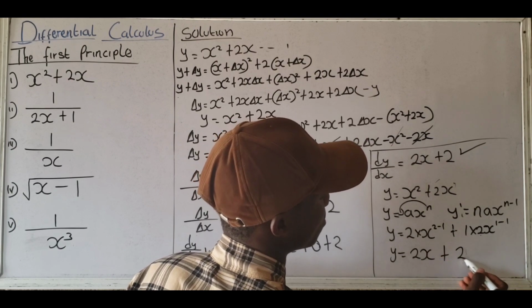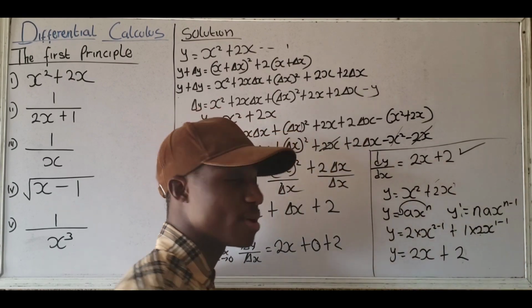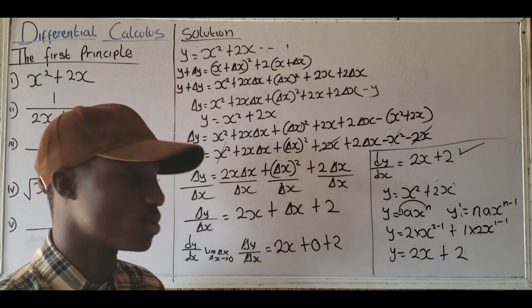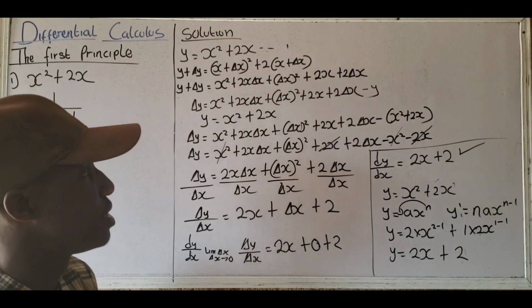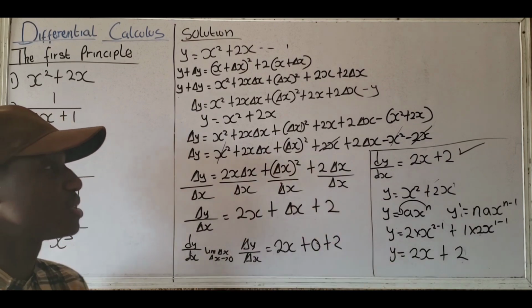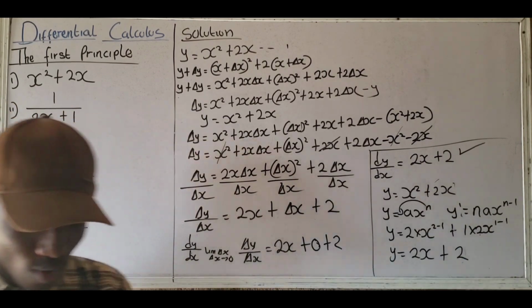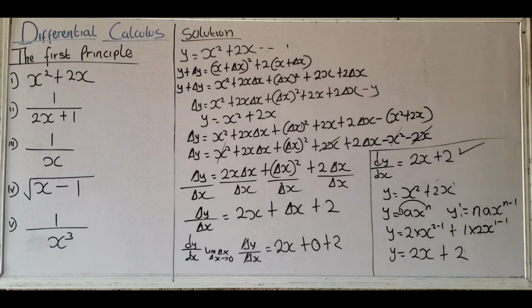Plus 2, sorry. Plus 2, because x raised to the power of 1 minus 1 is 0, and x raised to the power of 0 is 1. You understand? So 2 times 1 will give us 2. You can see now. So if you use the power rule to check, maybe this derivative is correct. It is, because by the time you use it, you get this. Okay? So having done the first question, let us proceed to the second question.